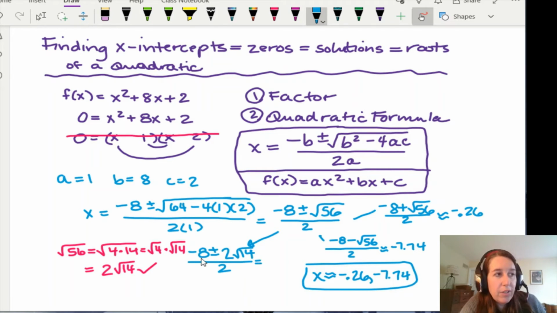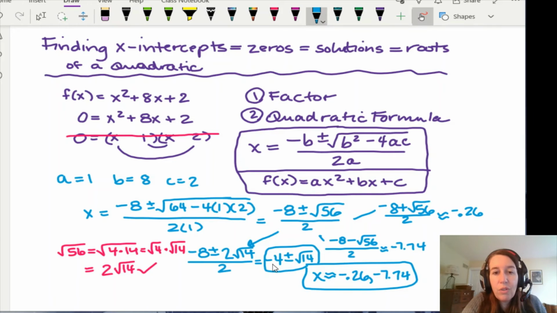So now you can see that you have a -8 divided by 2 and you have a 2 divided by 2. So if both of these will divide by the denominator, you can simplify a little farther. So -8 divided by 2 is -4, and then plus or minus 2 divided by 2 is 1, so it's just the square root of 14. Okay, so this is also the answer.